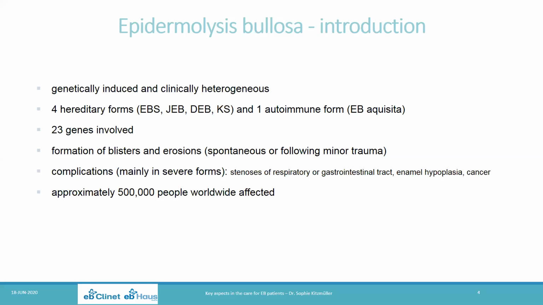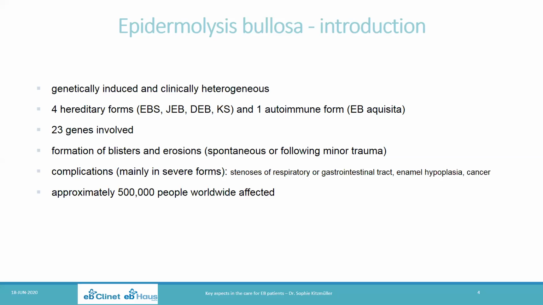As of now, there are 23 known genes involved that can be mutated and then lead to any of the 4 genetically induced forms of epidermolysis bullosa. As already mentioned before, the clinical picture is shown by the formation of blisters and erosions.